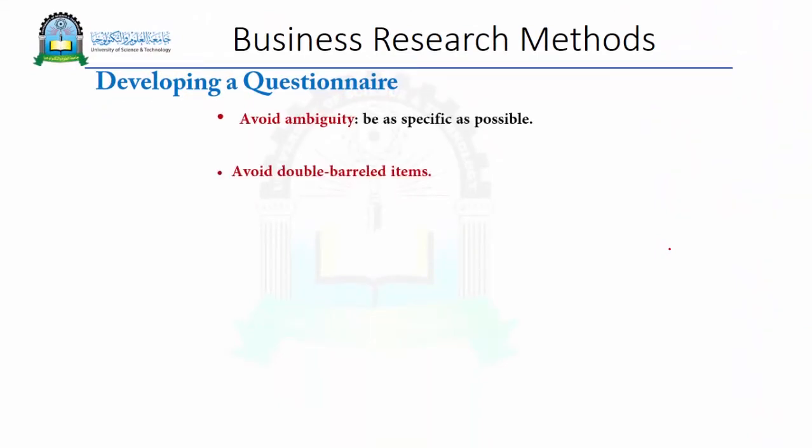Another point in developing a questionnaire is to avoid ambiguity. This is a very, very important point. So be as specific as possible. Don't use ambiguous words, that means words with different meanings, and don't phrase a question with different possible answers. Make your question specific so that it will take only certain answers, and direct the respondents to give you the accurate and right answer.